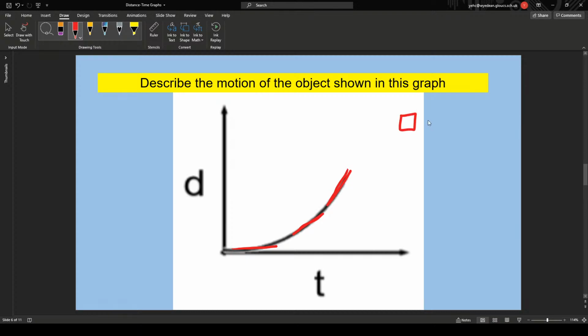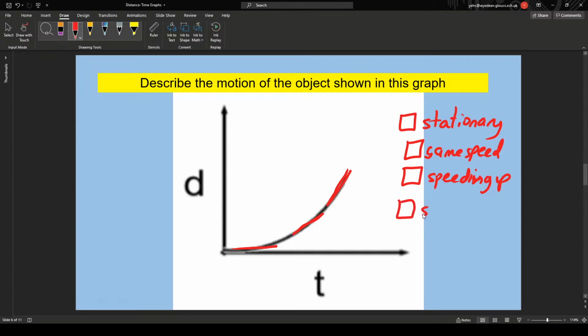So my multiple choice: stationary, or same speed, or speeding up, or slowing down. So keep in your head when you're answering this one what the gradient represents, what the steepness of a distance time graph represents.